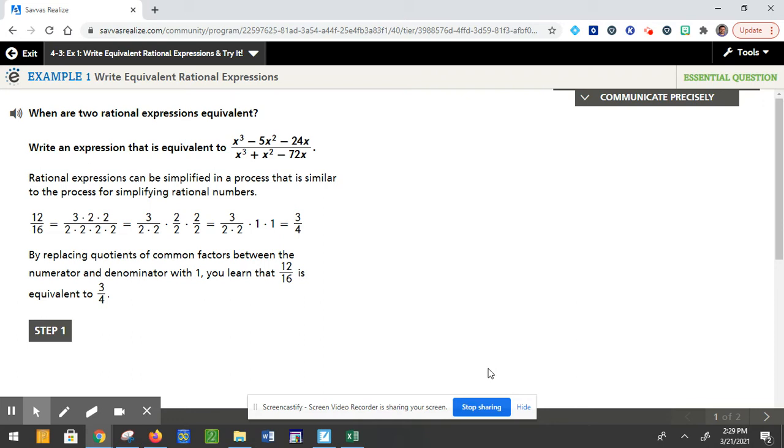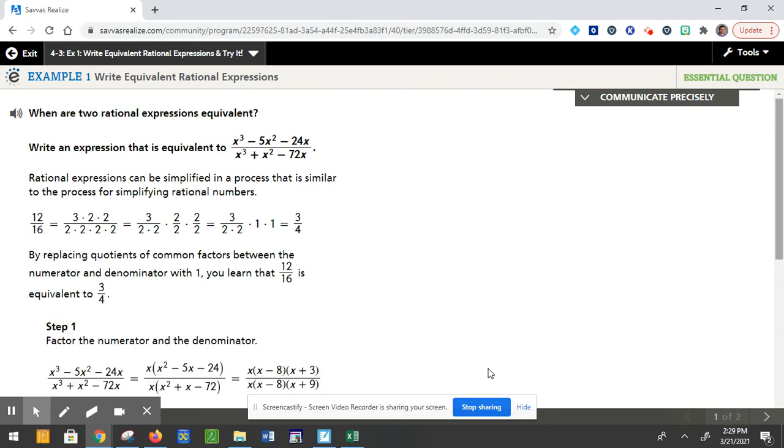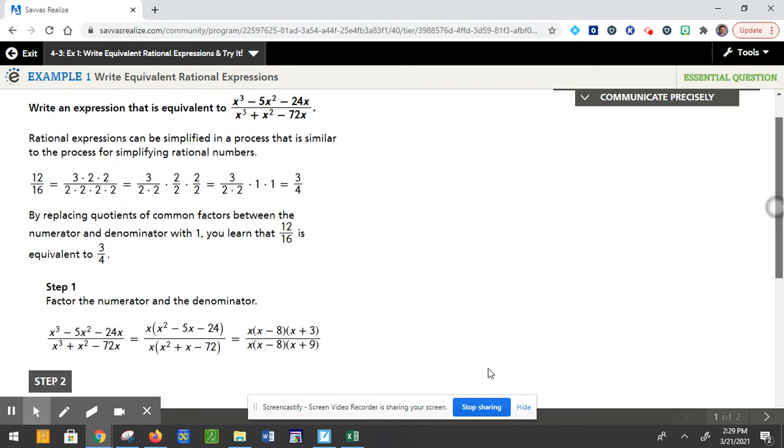So it gives you an example here of how to simplify 12 over 16. I'm sure at this point you would just look at 12 over 16 and take a 4 out of both, right? But what's really happening, if you break down each numerator and denominator by its factorization, you see that there's two sets of 2's that you're going to be crossing out that will get you down to the 3/4. That's the same thing you're going to do with this rational function.